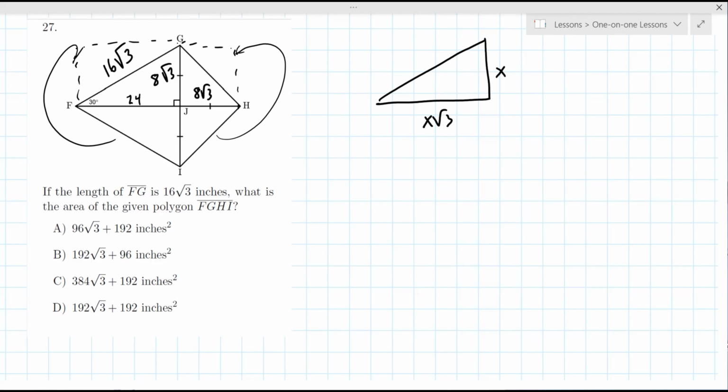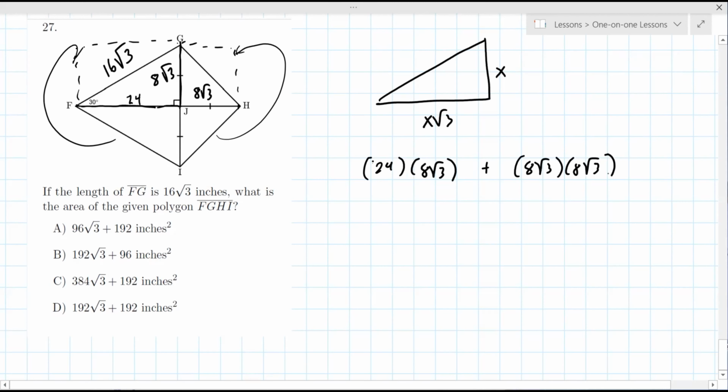So then you multiply 16 root 3 times 24. It's base times height, right? So the base is 24 and the height is 8 square root 3. And then the other one is 8 square root 3, 8 square root 3.